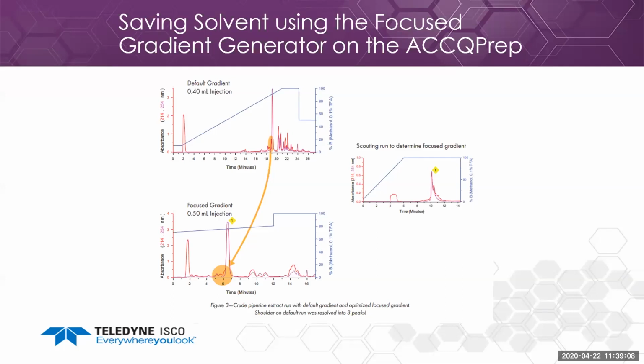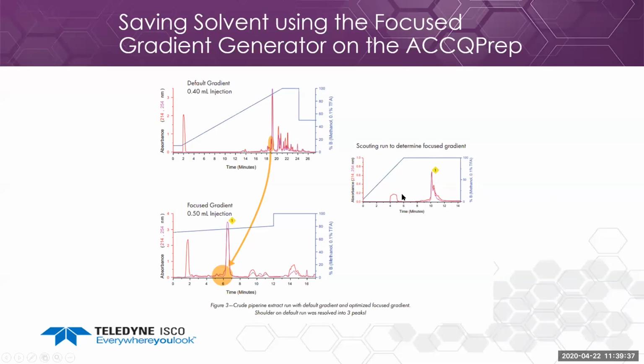It's really neat. It allows you to run a scouting run on our prep HPLC system on a 4.6 millimeter column, and basically develop an optimized method after that's focused on your target compound. So essentially how this works is, on the right here is our scouting run on the ACCUPrep. It's a 4.6 millimeter column.